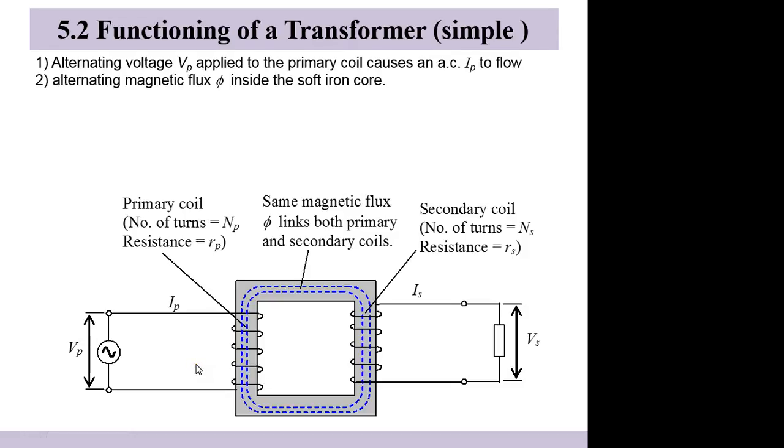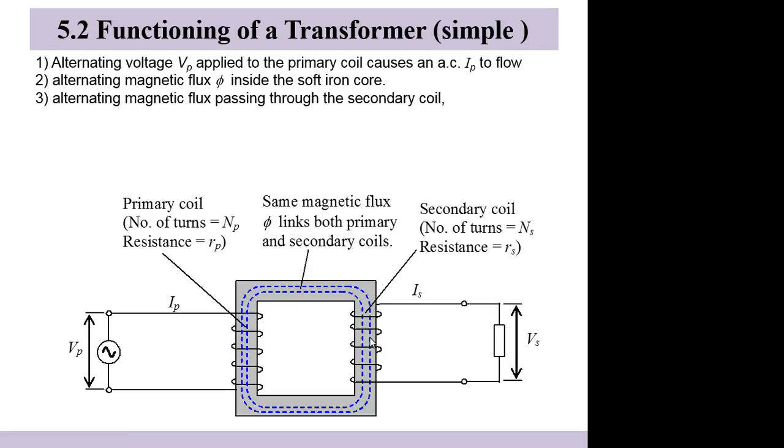When your current goes this way, your flux is pointing up. When your current goes the other way, your flux is pointing down. So you have a changing flux on the left-hand side of the donut. Because this is a complete donut and it's ferrous, the magnetic flux will be transmitted over to this side. So on the right-hand side there's also a changing magnetic flux, up and down, up and down.